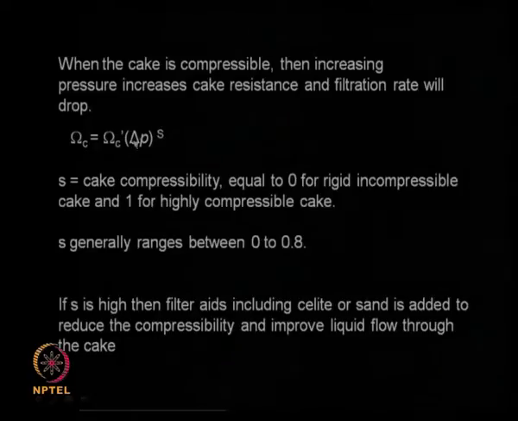Okay. So you see that this particular equation mentions that the resistance offered by the cake towards the flow of the liquid is directly proportional to delta p raised to the power some exponent, and generally we can take this exponent around 0.6 or 0.7 or 0.8 and so on. So in such situations what do we do if you want to filter a material which is going to get really compacted as you increase the pressure? We add something called filter aid.